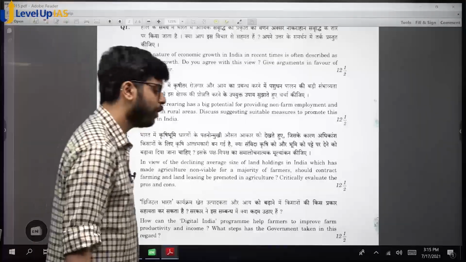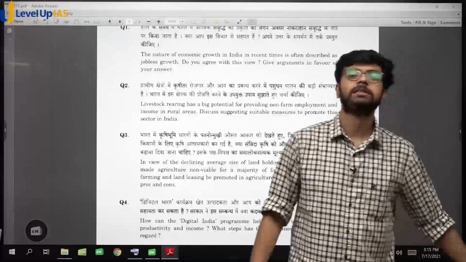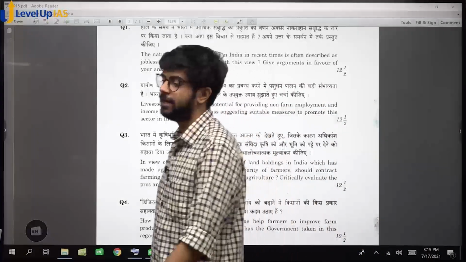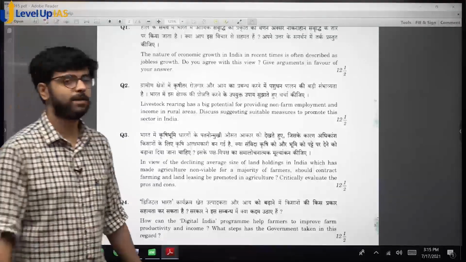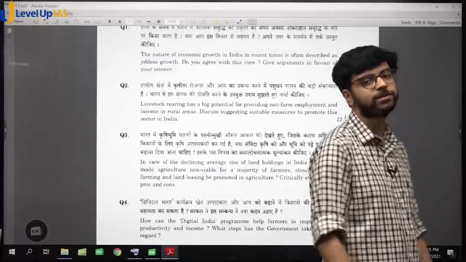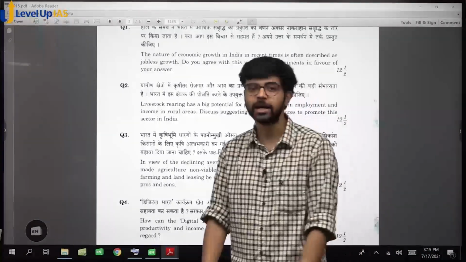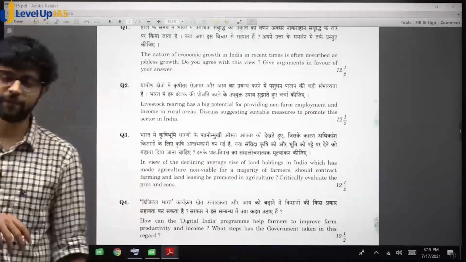Do we recollect what is point 5? Issues relating to direct and indirect farm subsidies and minimum support prices, PDS, objectives, functioning, limitations, revamping, issues relating to buffer stock and food security, technology missions, and economics of animal rearing. This is point number 5.